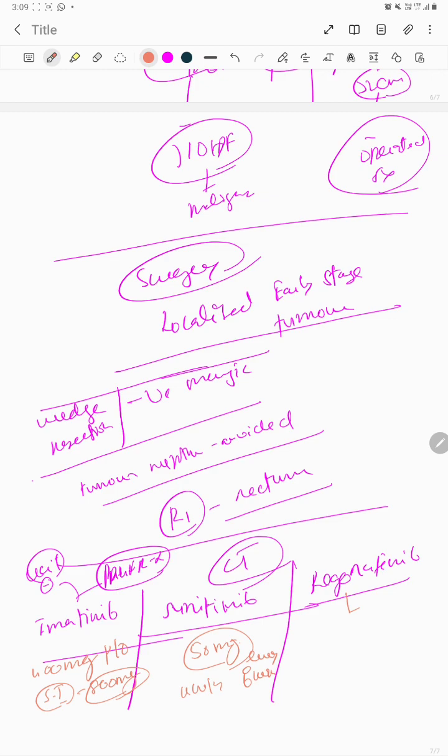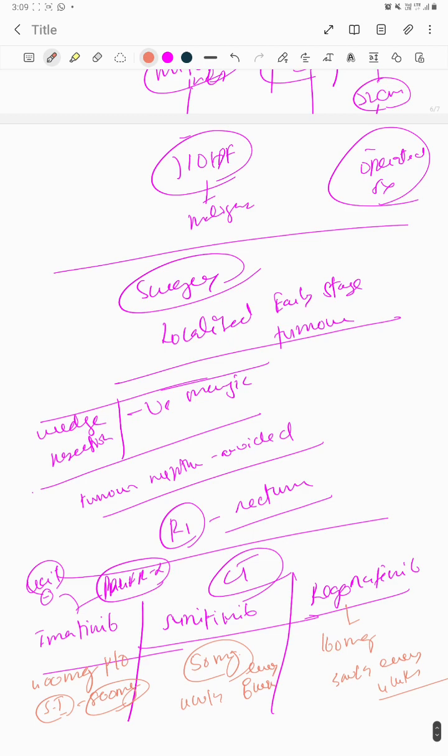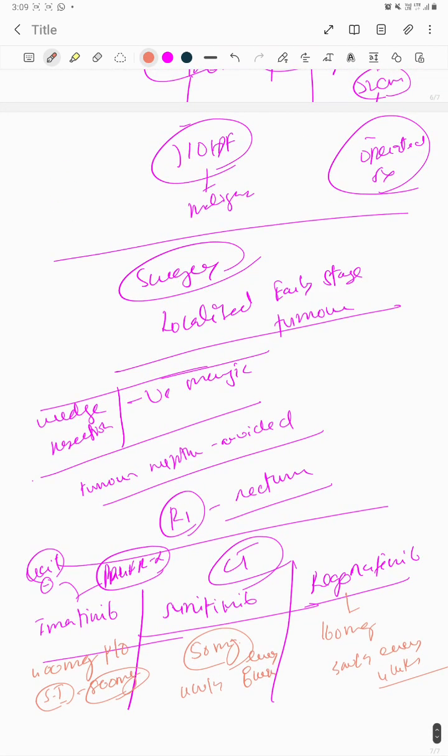And regorafenib is taken by mouth, again per orally, it is 160 mg, 3 weeks for every 4 weeks. So for intermediate risk, as an adjuvant therapy after surgery, if the margins are positive, the adjuvant therapy duration is 3 years.